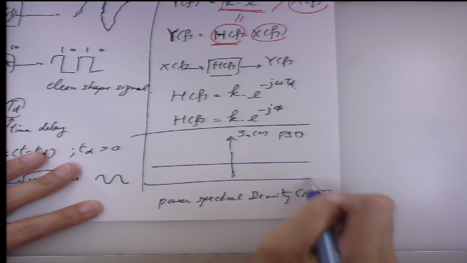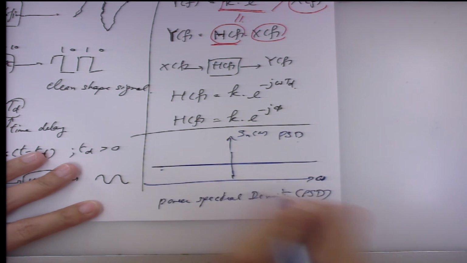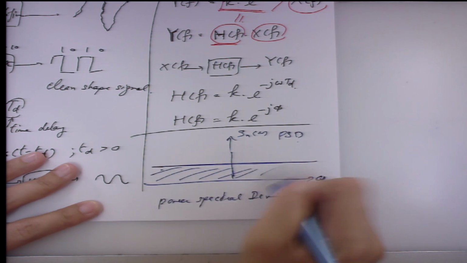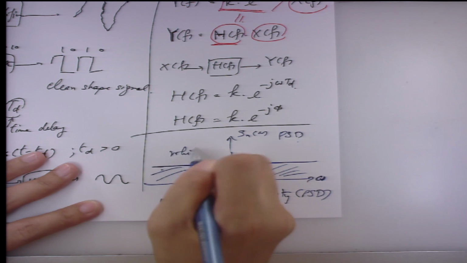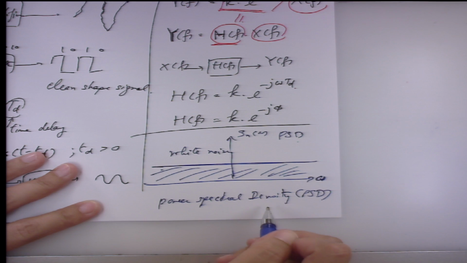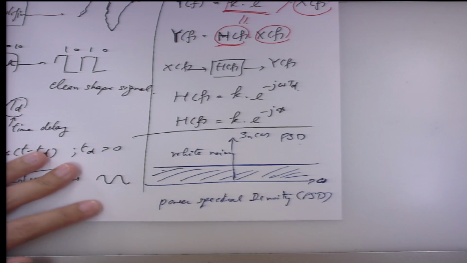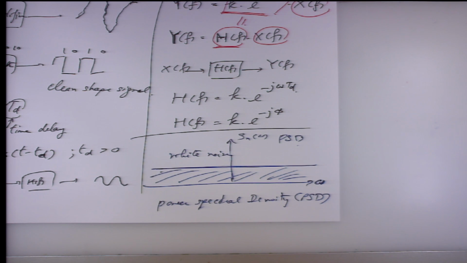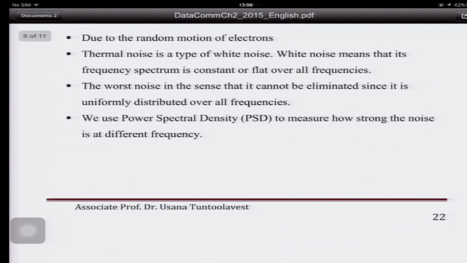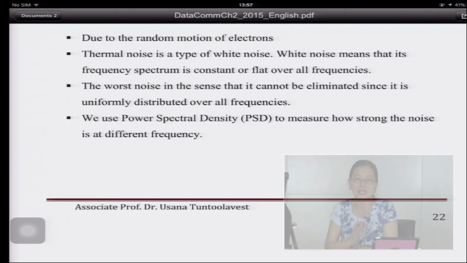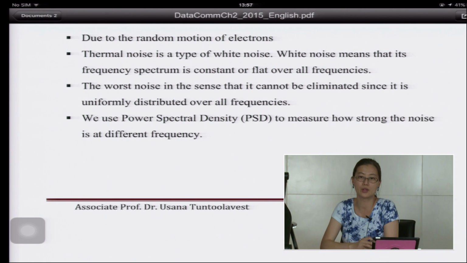Of white noise. This is frequency. It has a constant value over all frequencies, so it has a value like this. We call noise that has power spectral density, or PSD, or spectrum equal for all frequencies, white noise. Now, white noise is the worst kind of noise because you cannot eliminate it, because it's uniformly distributed. It's the same over all frequencies, so you cannot avoid it. Whatever frequency you are transmitting, you always get affected by the white noise, or thermal noise.